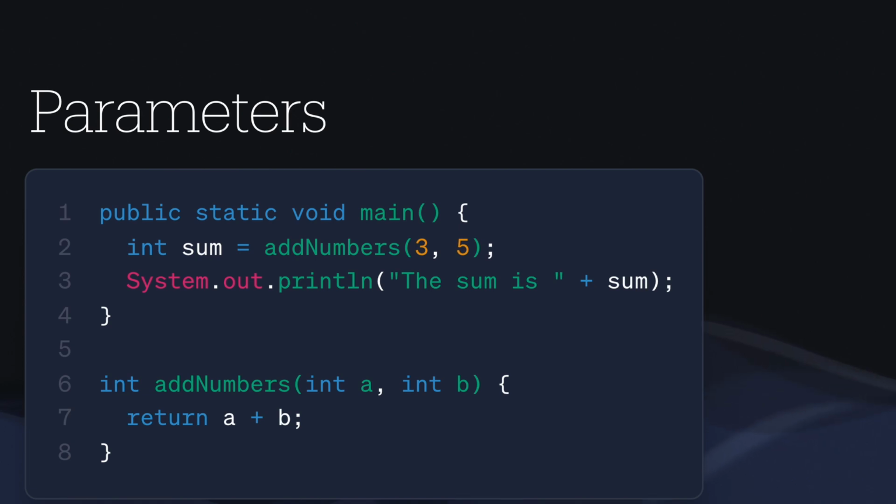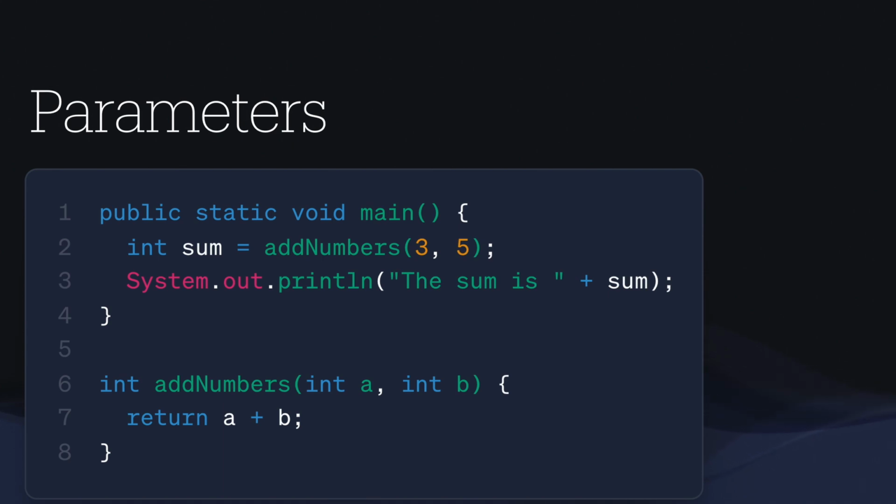The method looks like int addNumbers. We see int a and int b in parentheses, and in the body, return a plus b. Here, int a and b are parameters. They're almost like placeholders for the actual numbers we'll pass in when we call the method. When we call the addNumbers method and maybe pass a as 3 and b as 5, the method adds a and b, or 3 and 5, and returns 8.